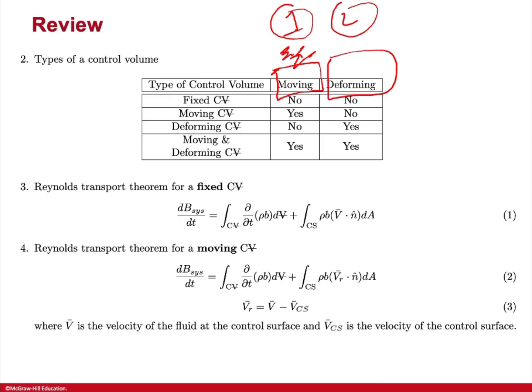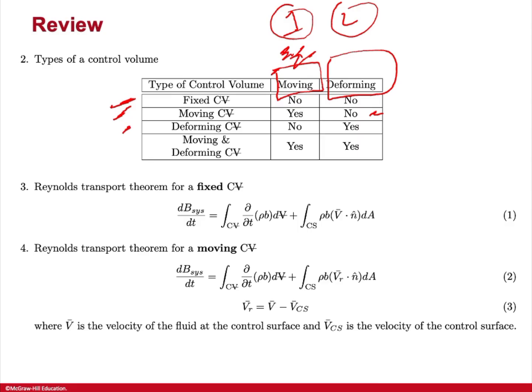So if it's not moving and not deforming, it's a fixed control volume. But if it's moving with a certain velocity, or if the velocity is changing with time as well, so it has an acceleration and is constantly speeding up, the control volume is moving, but it's not deforming, so the shape is not changing. That is an example of a moving control volume. In the case of a deforming control volume, the control volume itself is not moving.